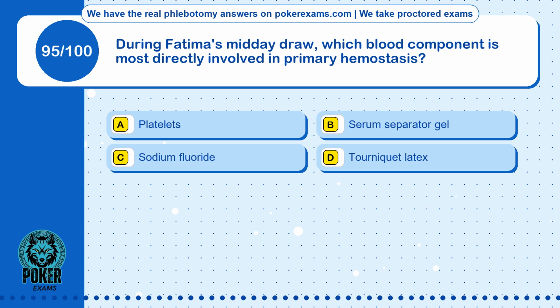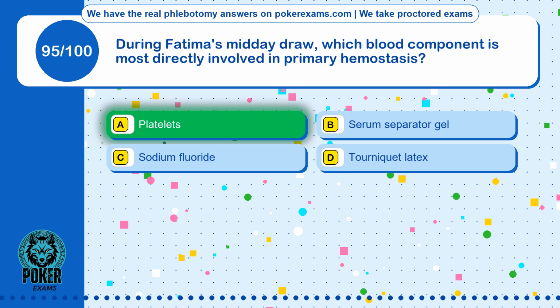Question 95. During Fatima's midday draw, which blood component is most directly involved in primary hemostasis? Option A, platelets. Option B, serum separator gel. Option C, sodium fluoride. Option D, tourniquet latex.